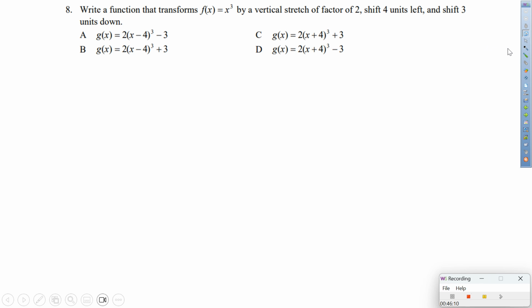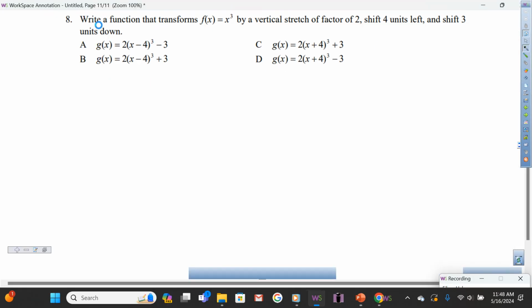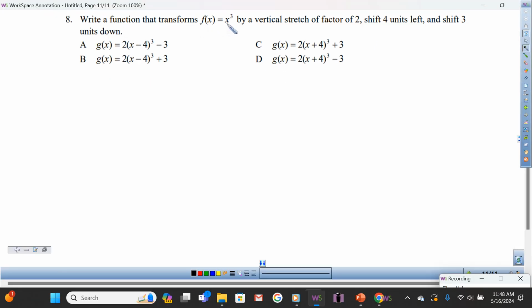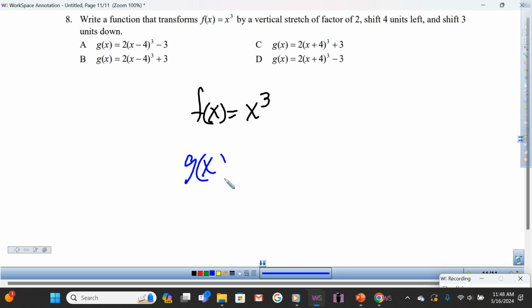Number 8. It says, write the function that transforms f of x. Let me write it out. Look up, please. Do the same. F of x equals x cubed. And they want us to transform it. So, underneath, I'm going to write g of x, and then I'm going to write parentheses x with a cube.